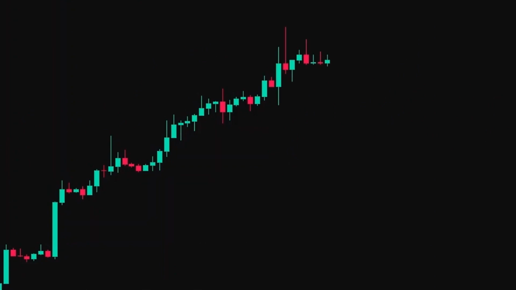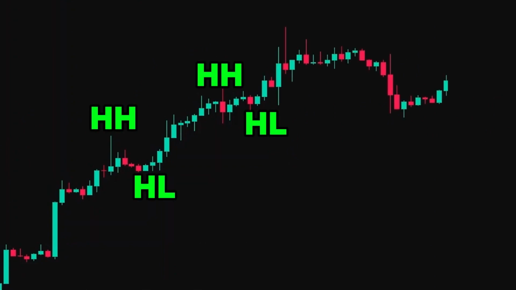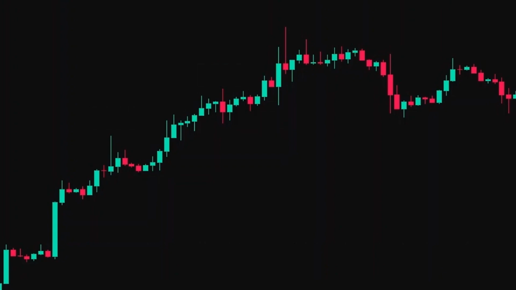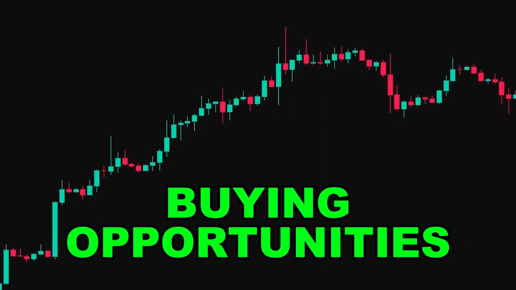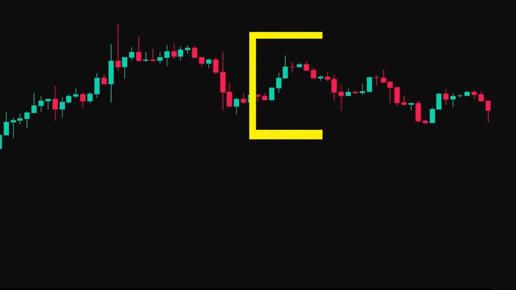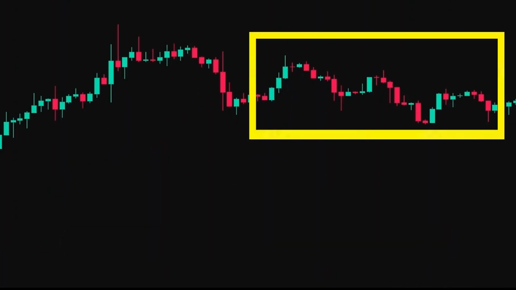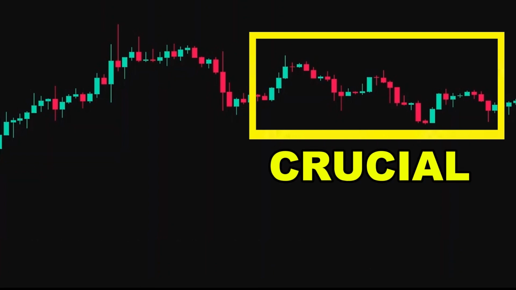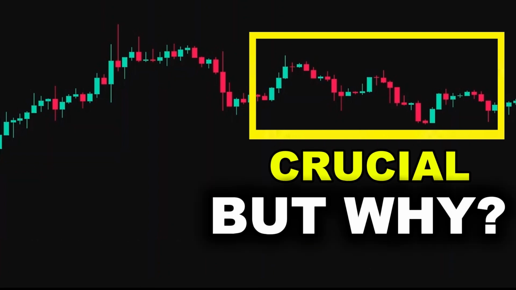Here we have the early chart of gold. You can see that higher highs and higher lows are forming, which clearly indicates an uptrend. So naturally, we'll be looking for buying opportunities. However, notice how the market is gradually weakening. This is evident because it's making smaller impulse moves. Eventually, it enters a consolidation phase, and this phase is crucial. Why is it so important?